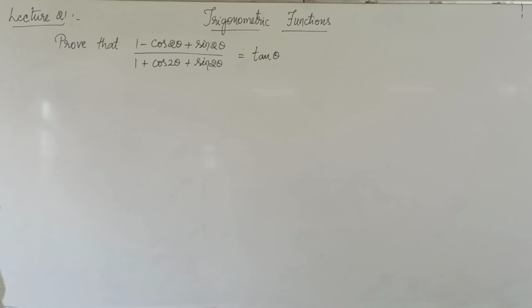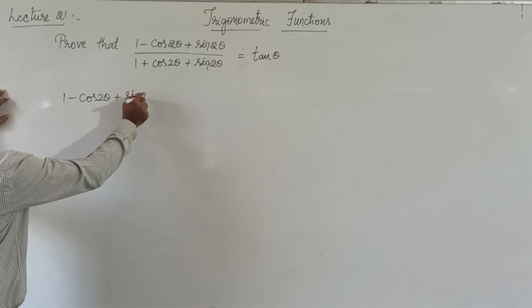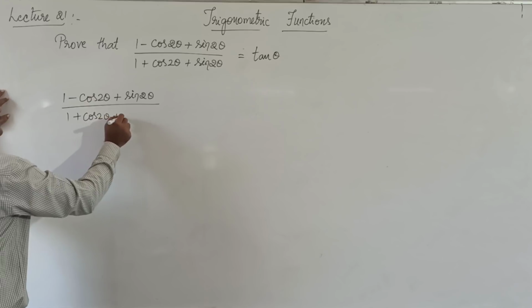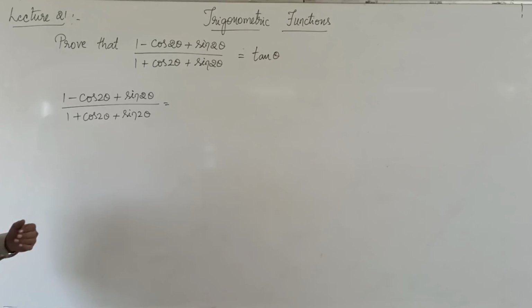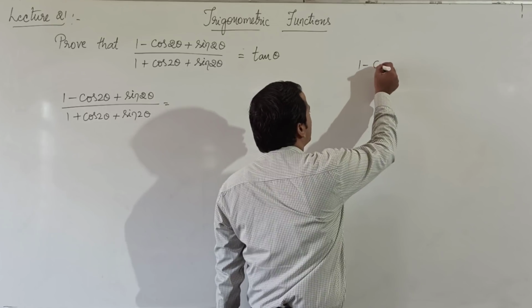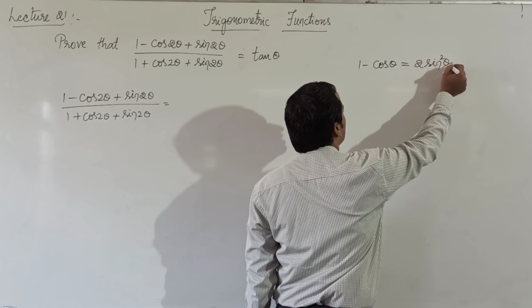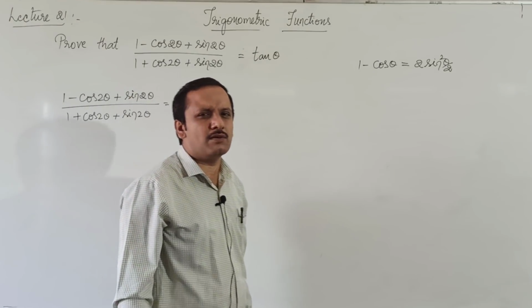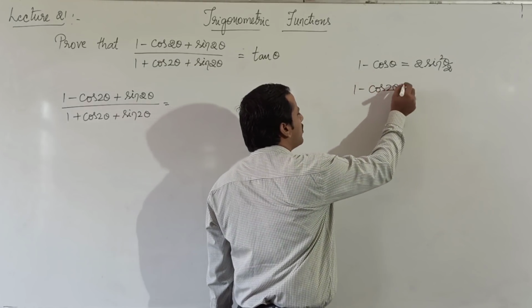Okay, this is what we have to prove now. (1 minus cos 2 theta plus sin 2 theta) divided by (1 plus cos 2 theta plus sin 2 theta) is equal to what? Here I look at 1 minus cos 2 theta. What is 1 minus cos theta? 1 minus cos theta is equal to 2 sin square theta by 2. So then what will happen to 1 minus cos 2 theta?